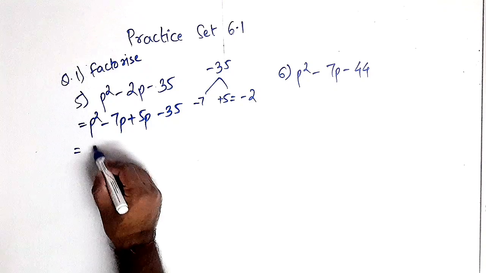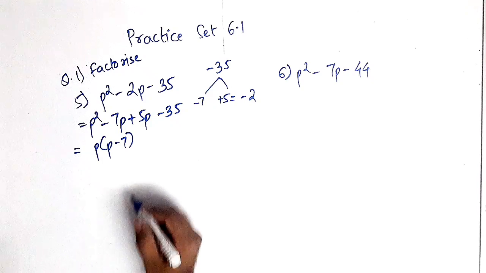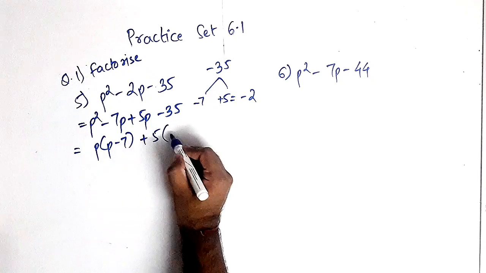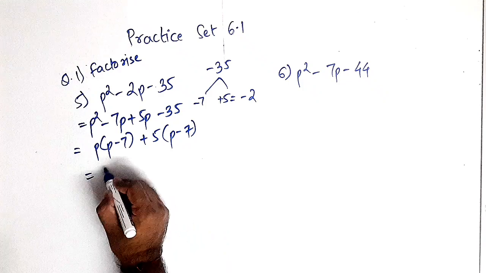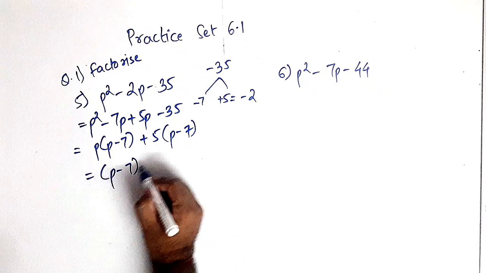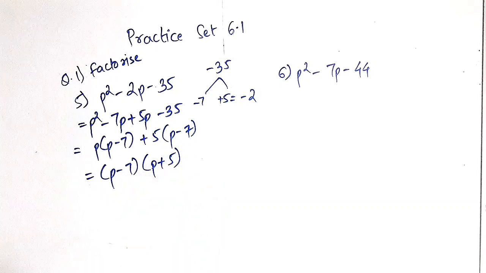Now p is common, p minus 7 remains. Plus 5 is common, p minus 7 remains. Now p minus 7 is common, p plus 5 remains.